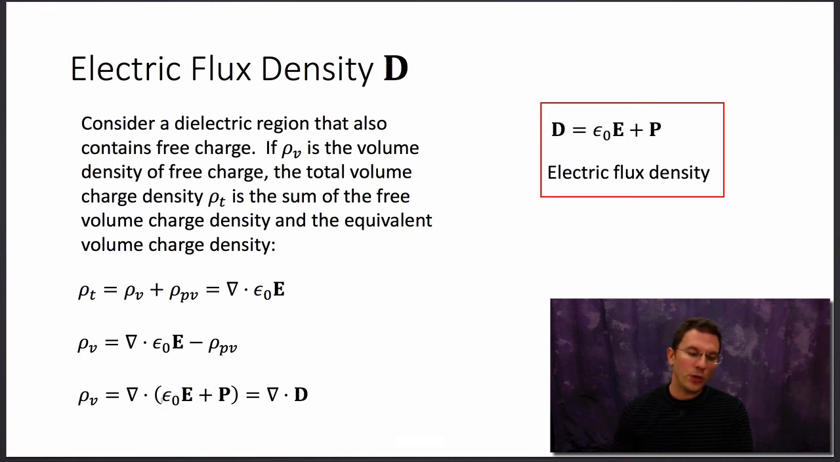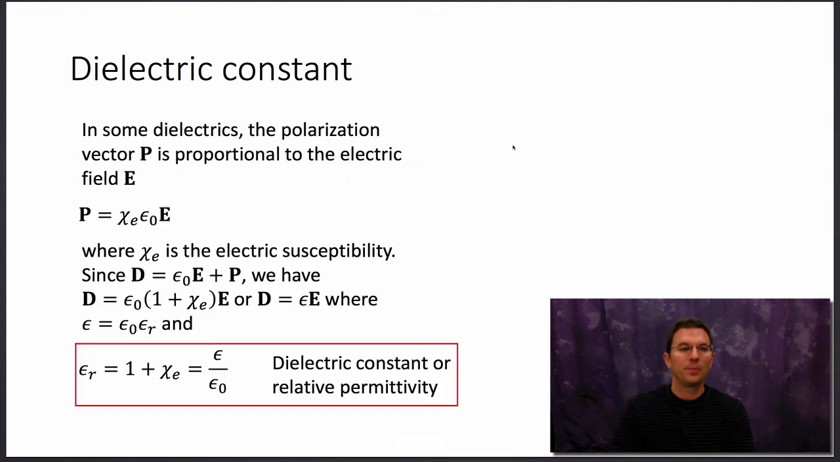And so what we do is we define this quantity in parentheses to be the electric flux density. That's a definition. The definition of the electric flux density D is free space permittivity times the electric field plus whatever polarization vector you have at that point in space.